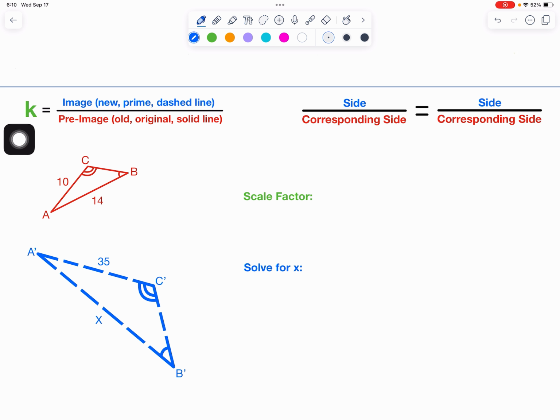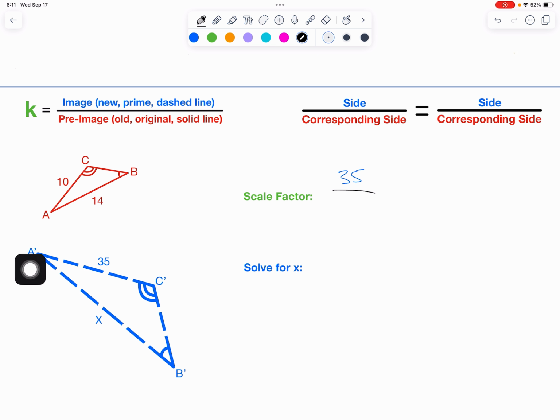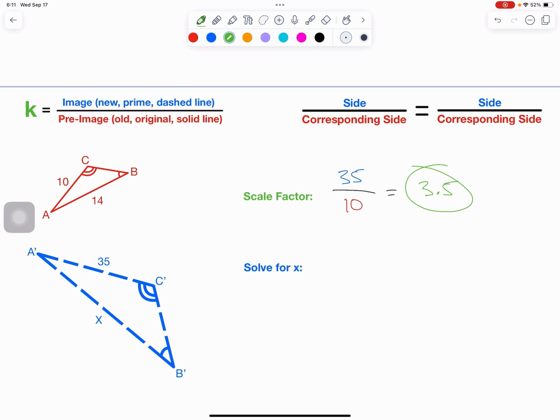All right, so let's just go ahead and take our side length from our image of 35. And let's set that over its corresponding side. Yes, it has to be the corresponding side. So if we did between A prime and C prime, well, that means we need to set that over between A and C, which is simply just, great job, class, 10. Does anyone know offhand 35 divided by 10? Great job, it equals 3.5.